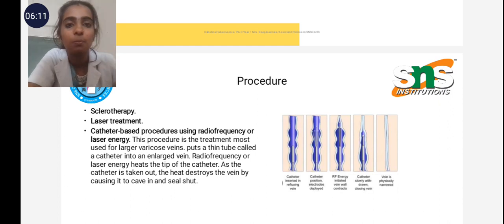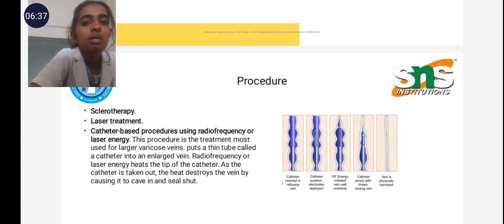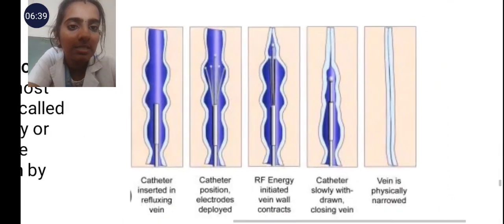Another one is procedures, the sclerotherapy, laser therapy. These are all the therapies. Catheter based procedures using radio frequency or laser ablation. This procedure is the treatment most used for larger varicose veins. Put a thin tube called a catheter into the enlarged vein. Radio frequency or laser energy heats up the tip of the catheter. As the catheter is taken out, the heat destroys the vein by causing it to collapse and shut. So this is the procedure.